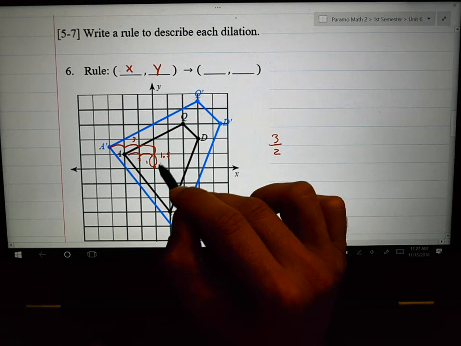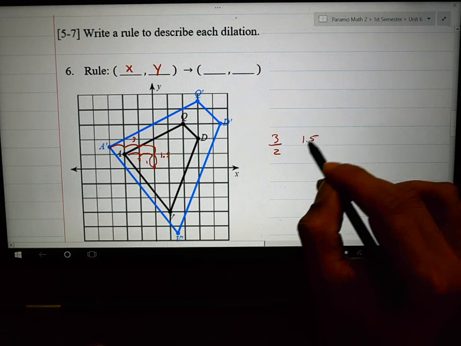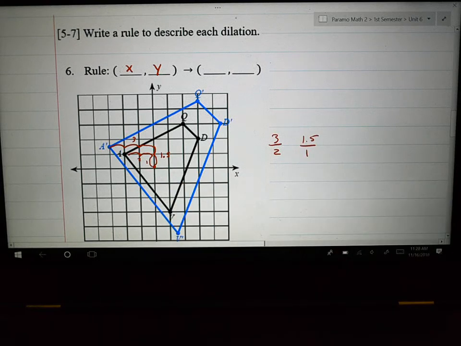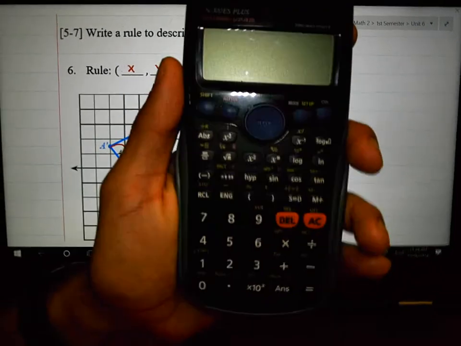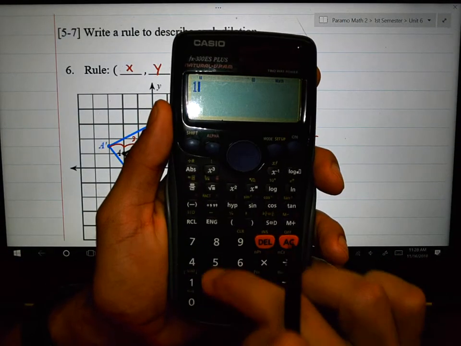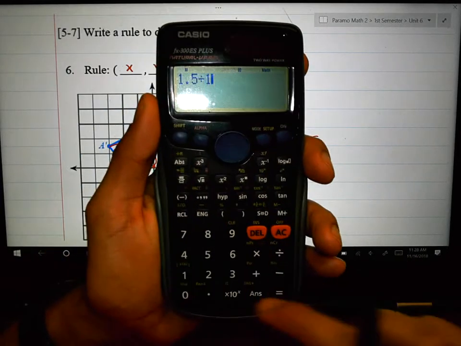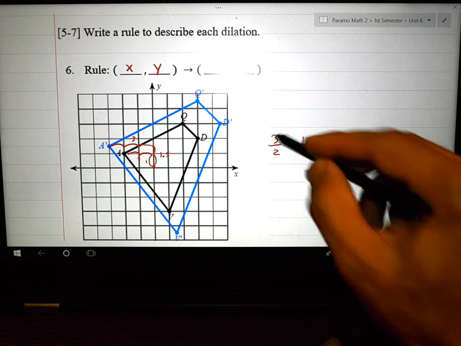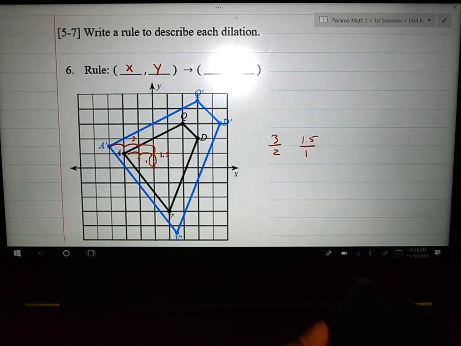Or I do the vertical. 1.5 compares to 1. I want to see, is that the same thing as each other? It should be. 1.5 compares to 1, or divided by 1. My calculator says it's 3 over 2. Look at that. They're the same. You go up by 3 over 2. You go over by 3 over 2.